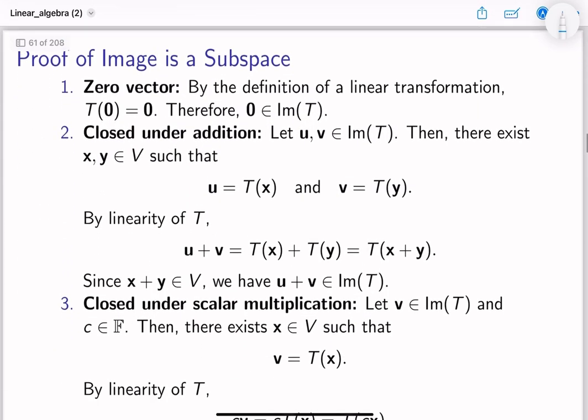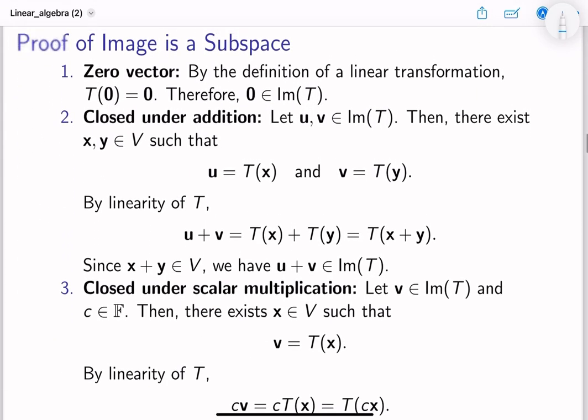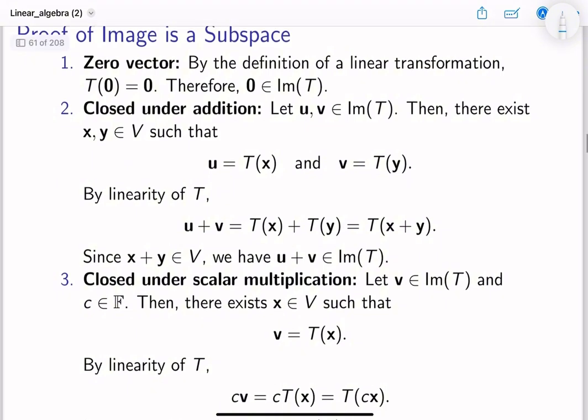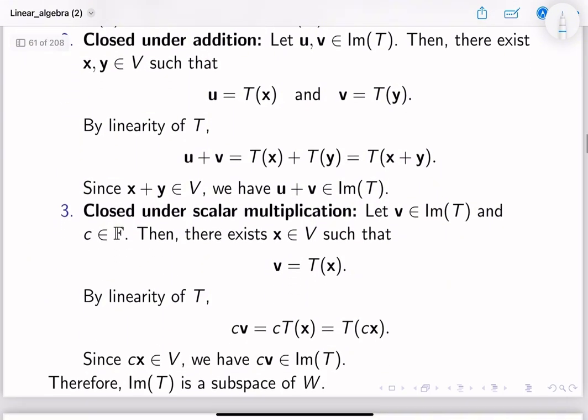And here's a cleaner proof for you, if you want to look at a cleaner proof. I'll just leave it for you here.